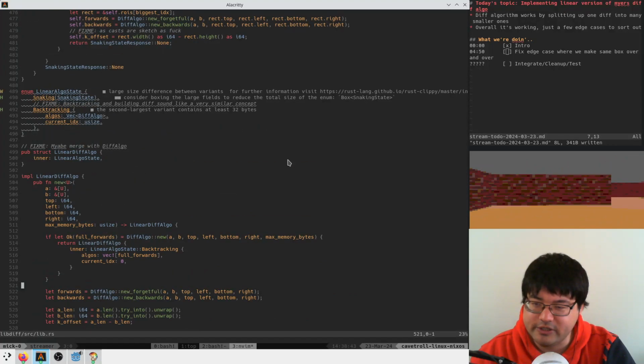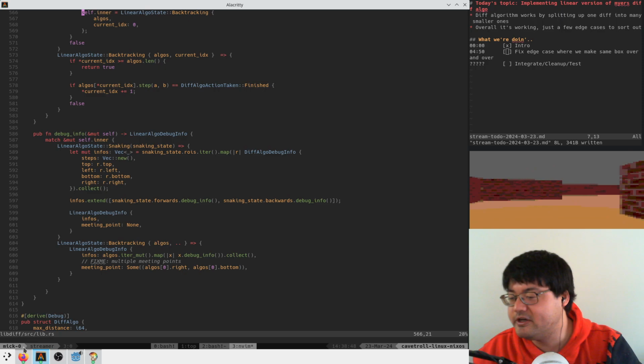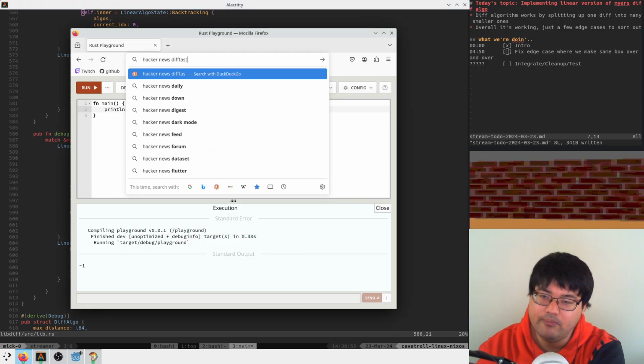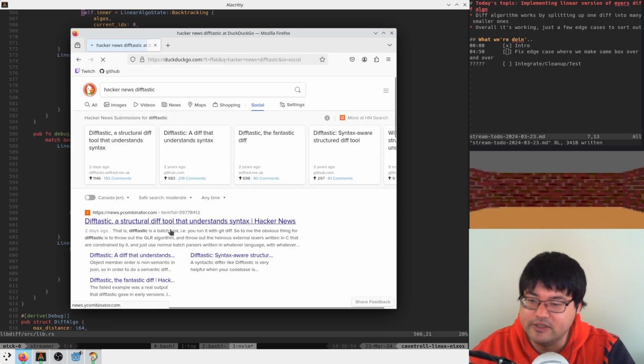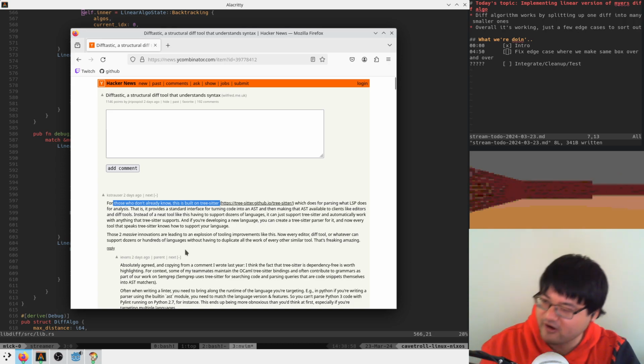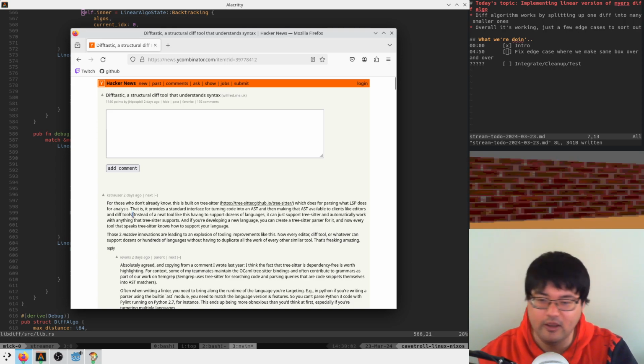Anyways, distracted. Wow, hooking into tree sitter sounds interesting. Yeah, I was kind of disappointed. I saw on Hacker News the other day that this exists. For those who don't already know, this is built on tree sitter. I'm like, damn, they beat me to it. But I'm still probably going to try it at some point.